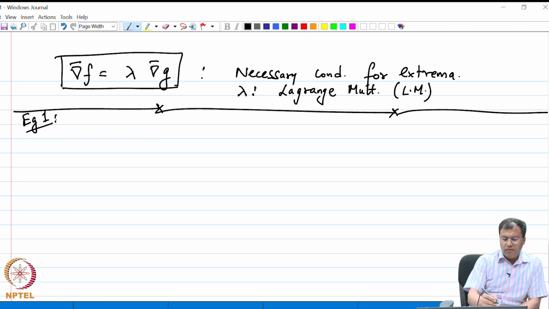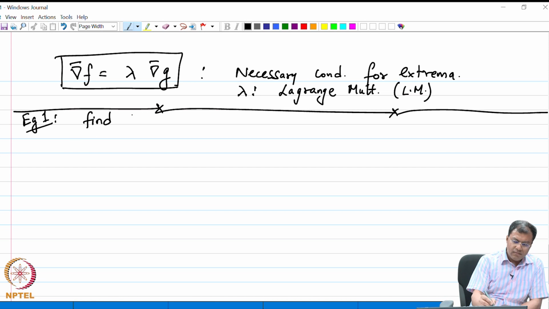Notice, before we go ahead, that the Lagrange multiplier has introduced another constant, an unknown constant lambda. So, how to evaluate this extra constant? Well, the answer lies in the fact that we also have the constraint g equal to 0, and that will take care of this extra unknown, right. So, let us look at an example.